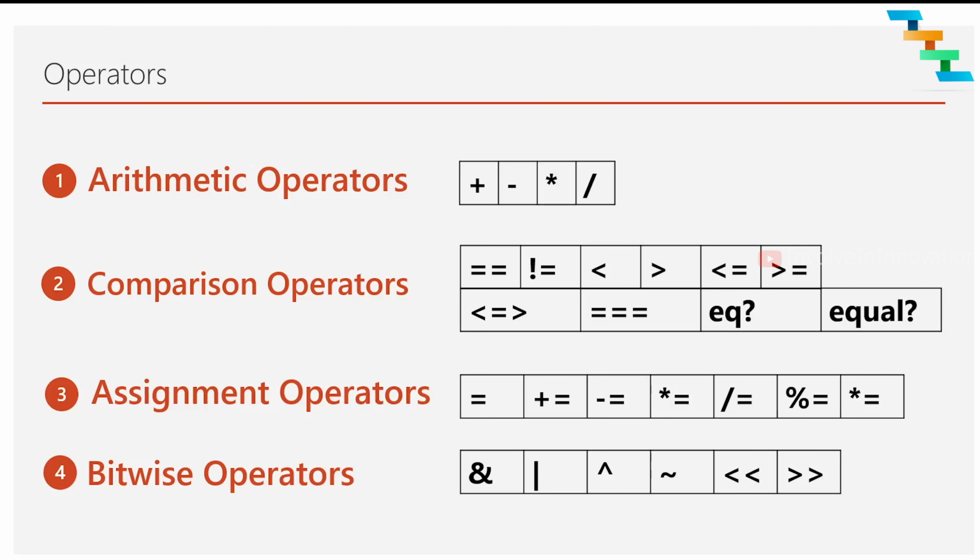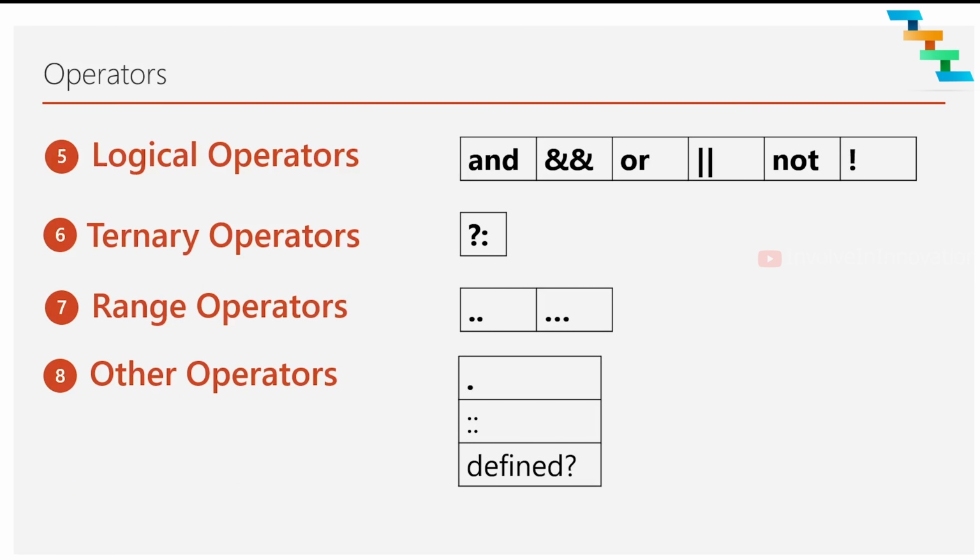The comparison operators are used to do comparison. You can check whether it is greater than, or equal to, or not equal to. We also have assignment operators to assign value to a variable. You can use these assignment operators, and we have bitwise operators to do bit manipulation. We can use these bitwise operators, and we also have logical operators. We can use logical operators to perform logical operations, and we have ternary operators, and we have range operators.